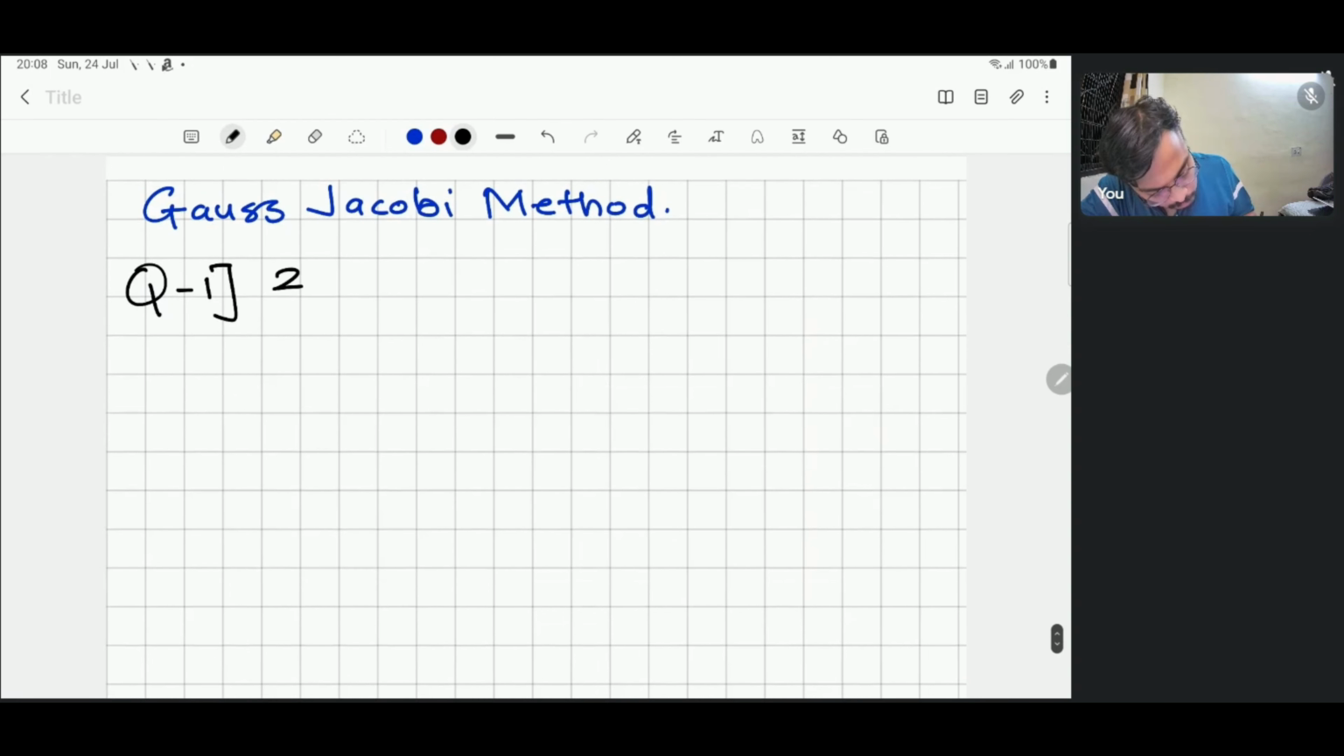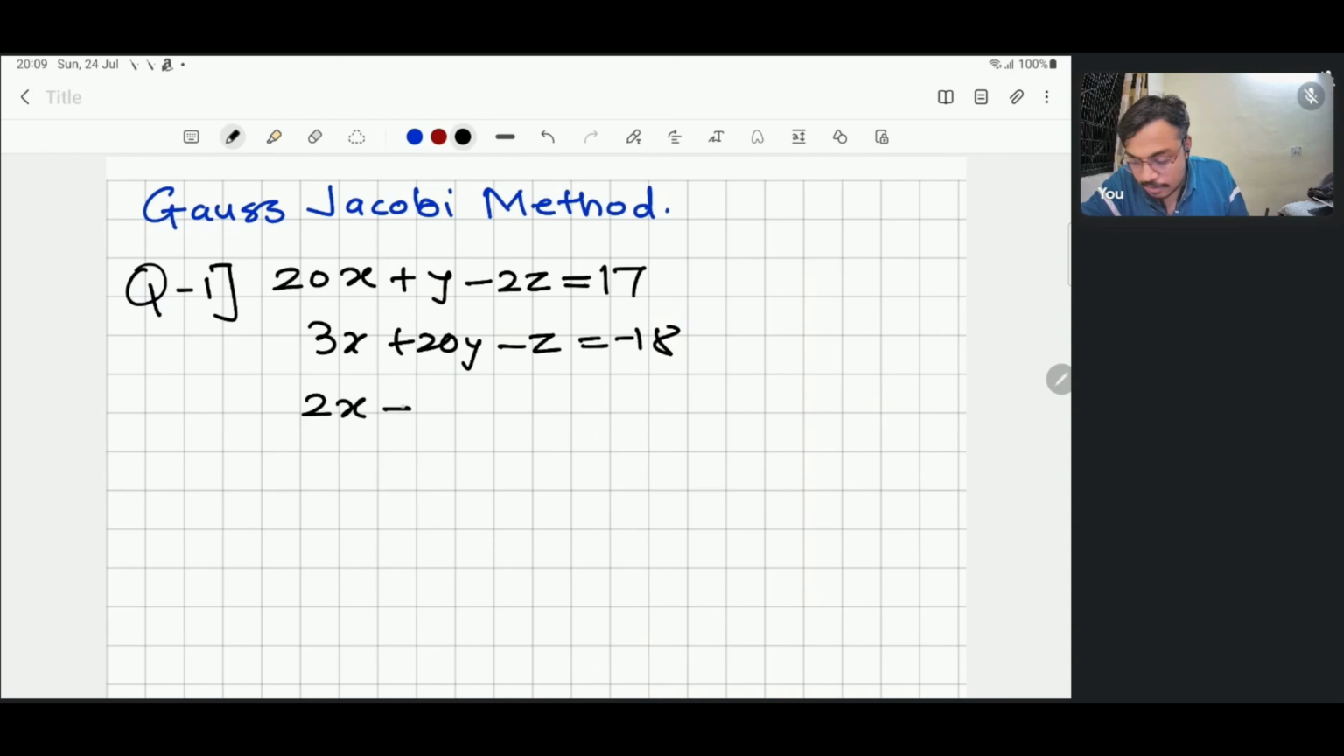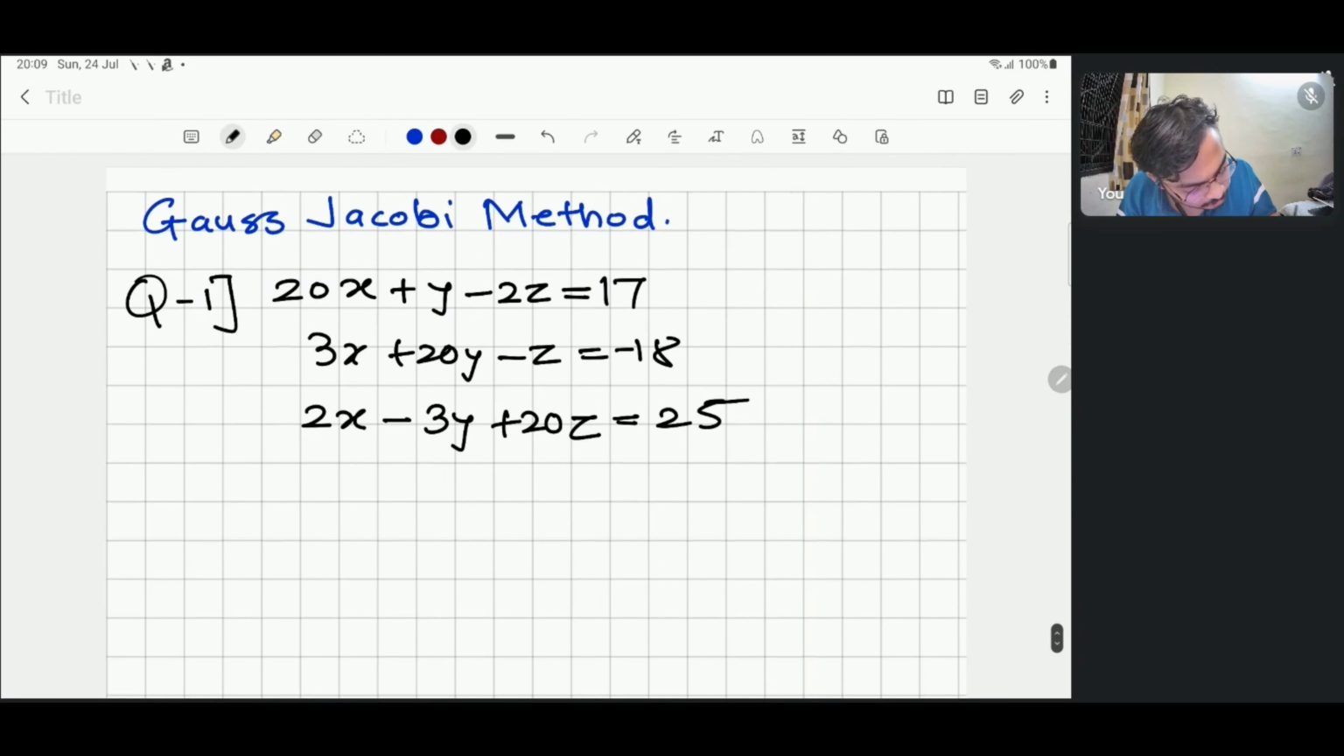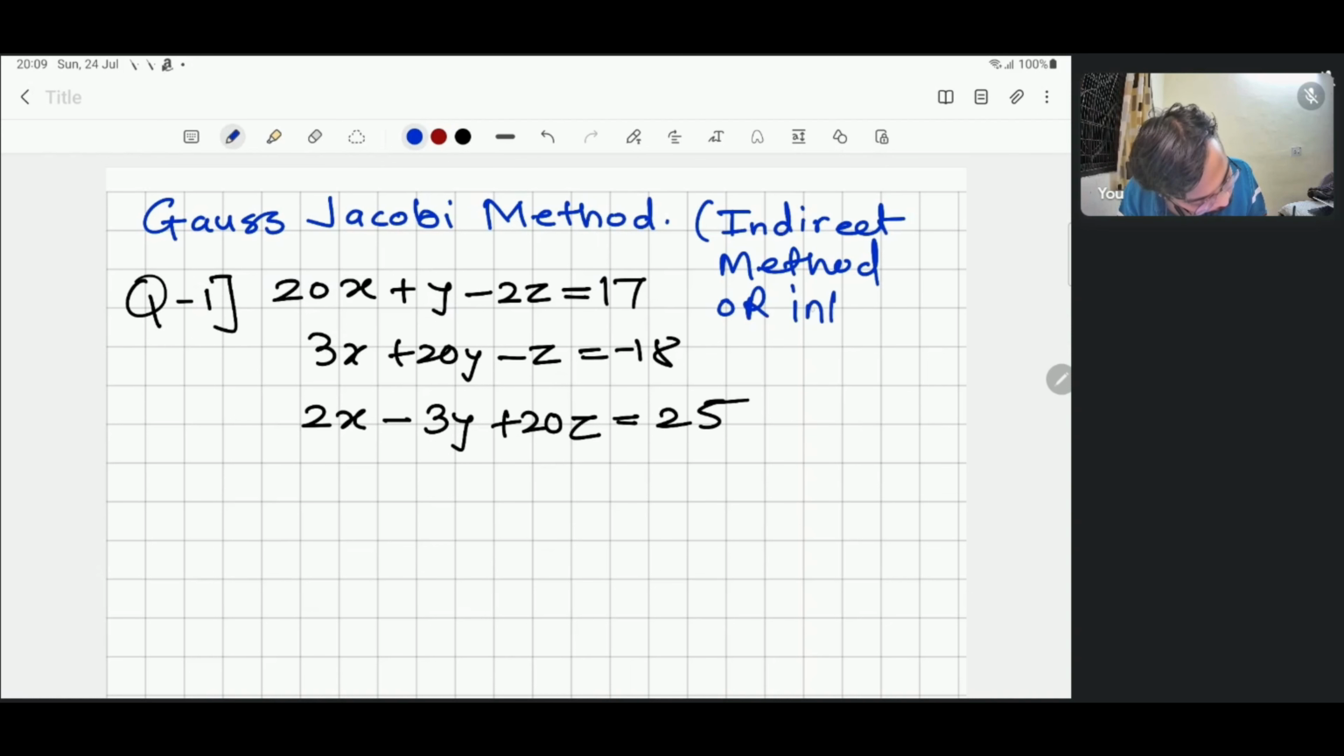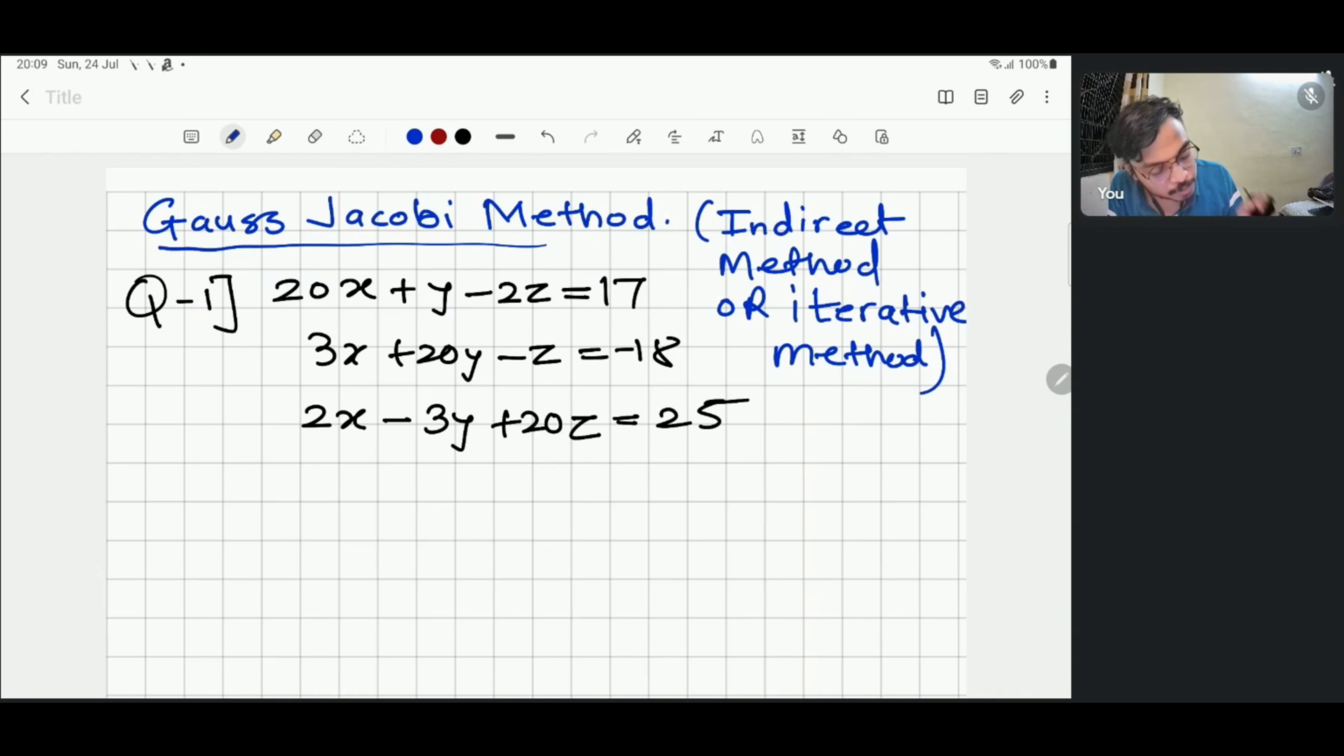20x plus y minus 2z is equal to 17. 3x plus 20y minus z is equal to minus 18. 2x minus 3y plus 20z is equal to 25. As we know, this is an indirect, also called iterative, method. First, the Jacobi method.